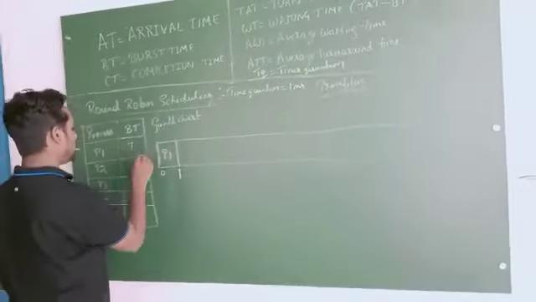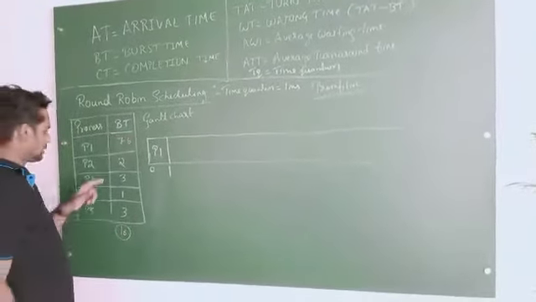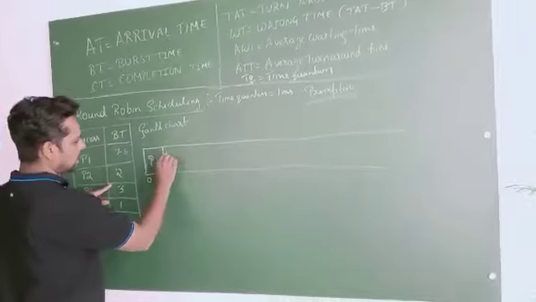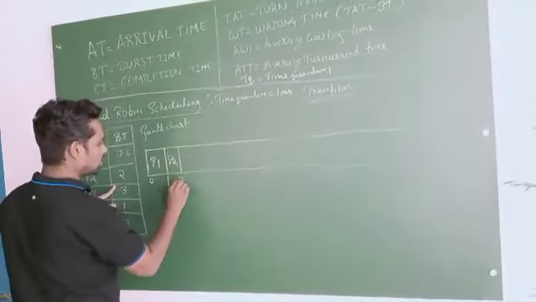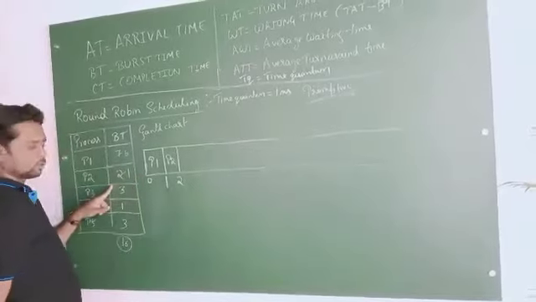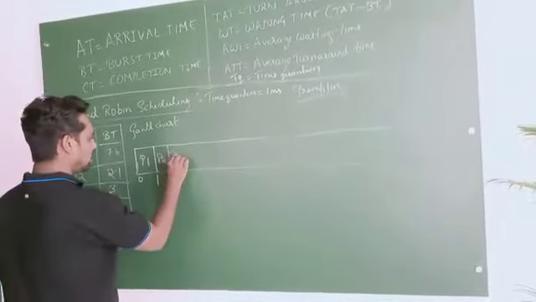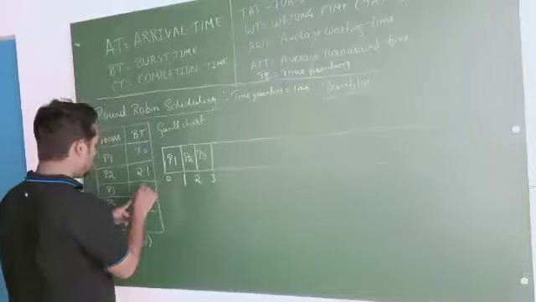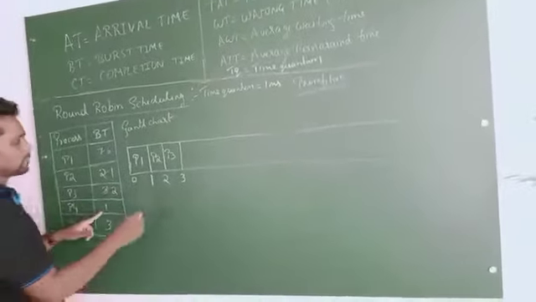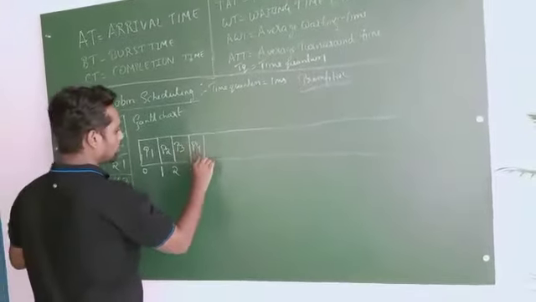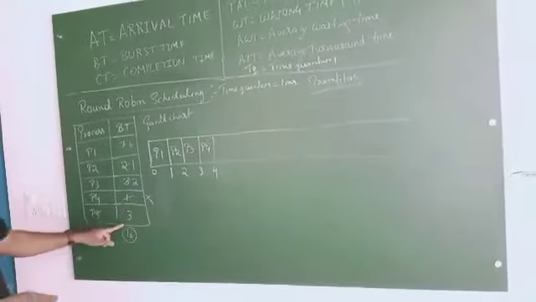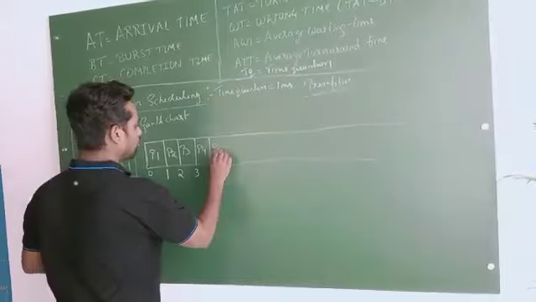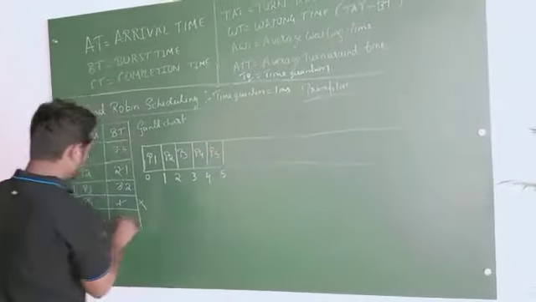P1 executes only for the time quantum of 1 millisecond. Remaining is 6. Next process, FCFS, is P2, which executes for 1 second. It becomes 2, remaining 1. Next P3 executes for 1 second. It becomes 3, remaining 2. Next P4 executes for 1 second. It becomes 4, and P4 is completed. Next P5 executes for 1 second. It becomes 5, remaining 2.